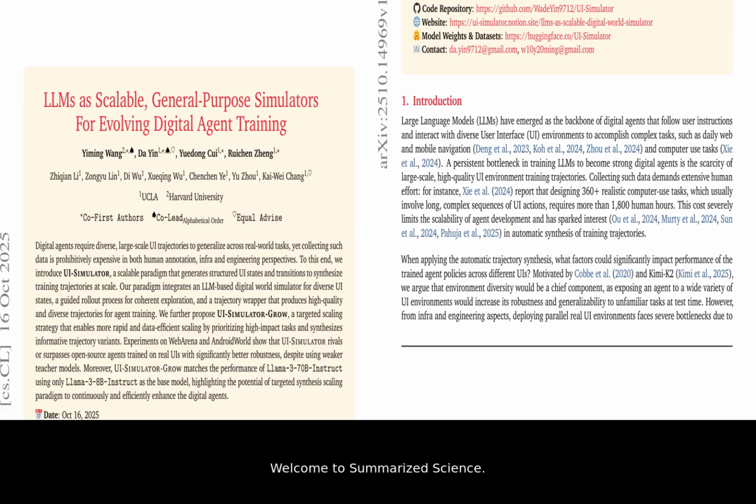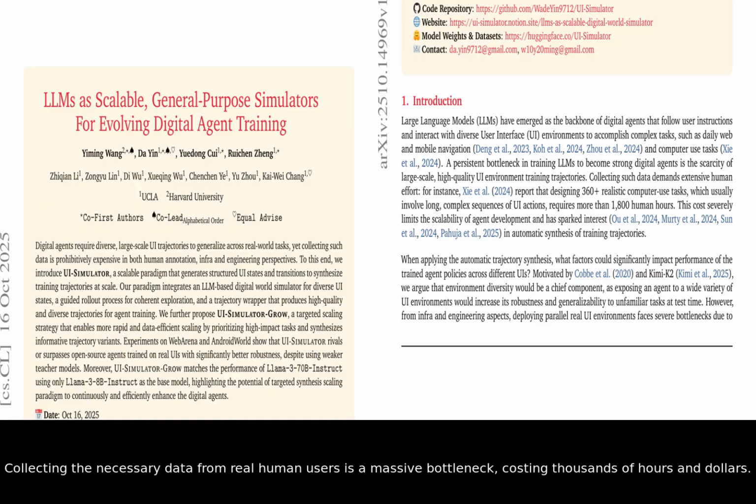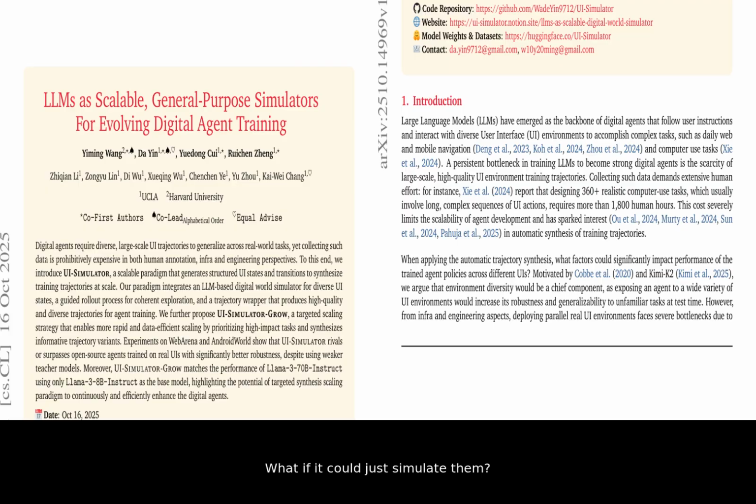Welcome to Summarize Science. Today, we're looking at a huge challenge in AI, training digital agents to use websites and apps. Collecting the necessary data from real human users is a massive bottleneck, costing thousands of hours and dollars. This paper asks a fascinating question. What if an AI didn't need real websites to learn? What if it could just simulate them?